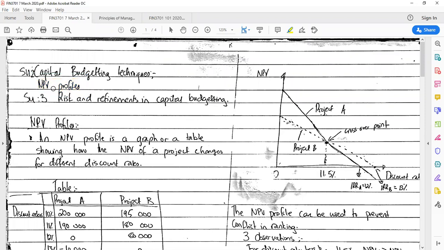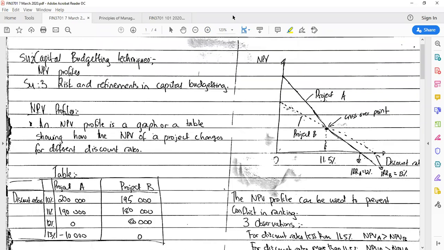So today I'm going to take you through NPV profiles. And after taking you through NPV profiles, I'm also going to take you through study unit 3, which is risk and refinements in capital budgeting. And then we'll be finished with topic 1. So remember, topic 1 can be split into 3 study units. We've done capital budgeting cash flows. We've gone through capital budgeting techniques. And I want to finish one section on capital budgeting techniques. And then lastly, I'll look at risk and refinements in capital budgeting. Okay.